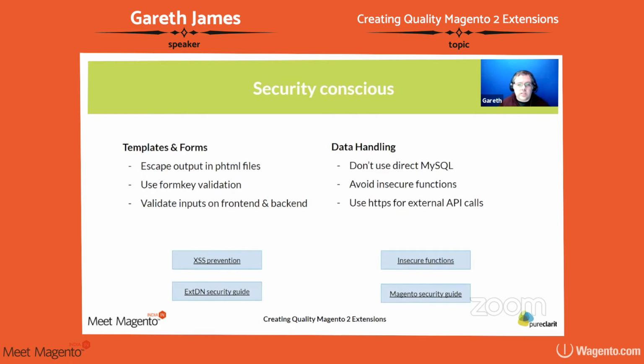Use HTTPS for any external API calls that you do, and that way you make sure any data you deal with is transferred securely. Obviously, there's loads of aspects of security, so I've added a couple of extra links at the bottom there.